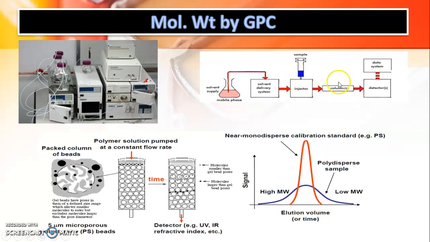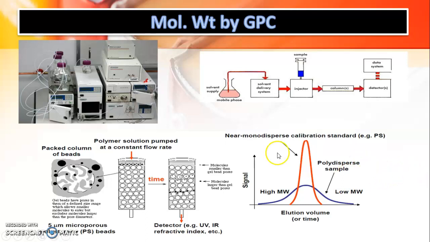So the separation will occur in the column, and this column contains very tiny particles of silica beads. Along the way from starting here to here, all the compounds to be separated or measured are separated in this column and will be detected as this curve in the data system. So we can measure whether the polymer is narrow or broad, together with Mn, Mz, Mw, and also the PDI value.